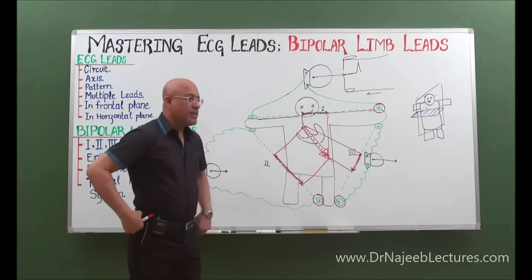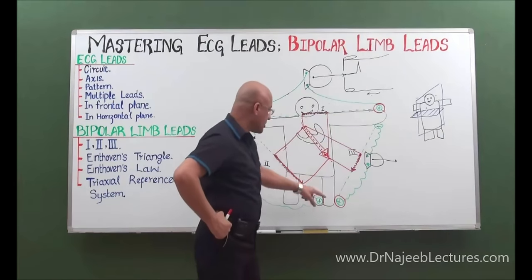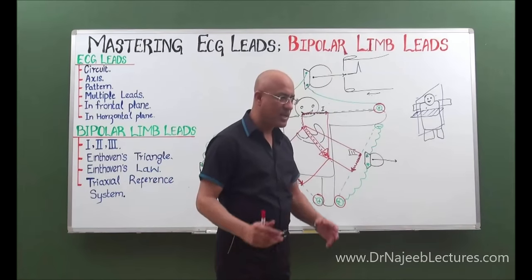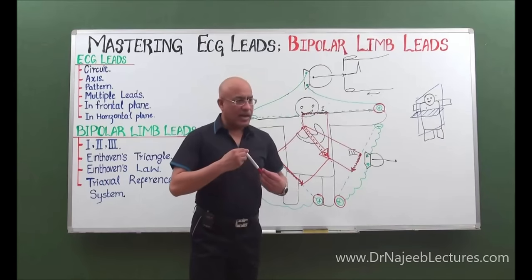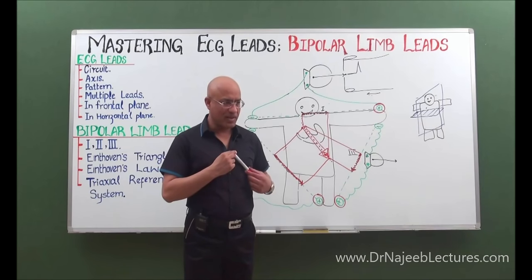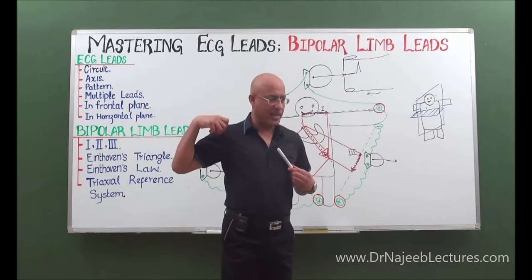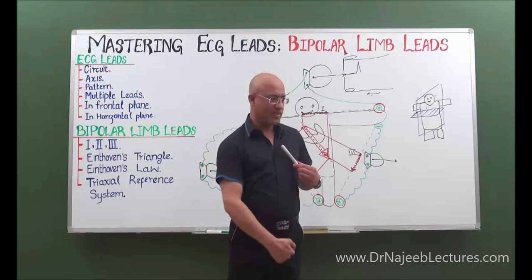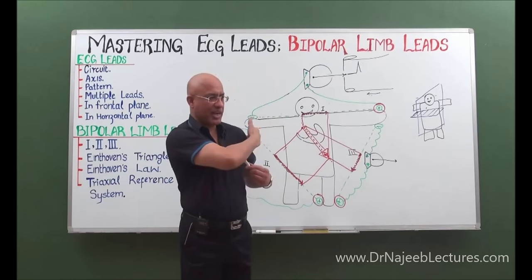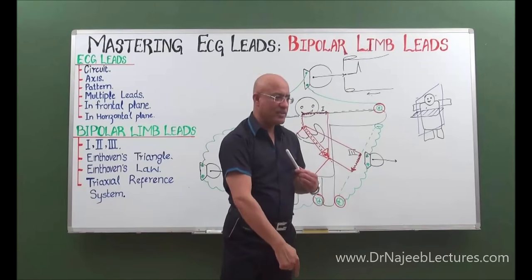The problem is that originally this whole 3 lead system was made by a scientist with the name of Einthoven. Now, in most normal persons, the electrical axis of the QRS vector is directed downward and leftward in the frontal plane. If you put negative here and positive there, the deflection will be positive. If you put negative here and positive there, the deflection will still be positive. If you put negative there and positive here, still the deflection will be somewhat positive.